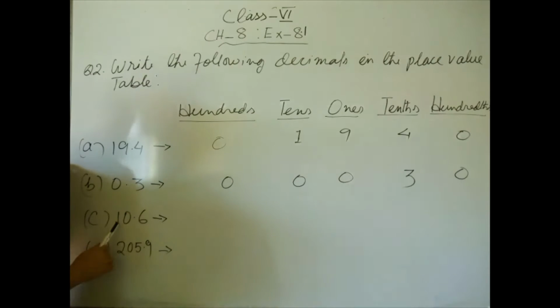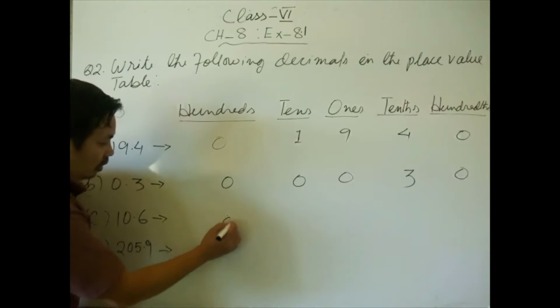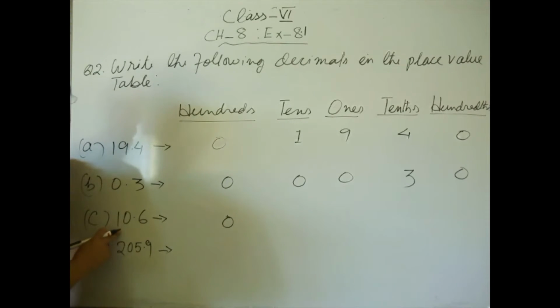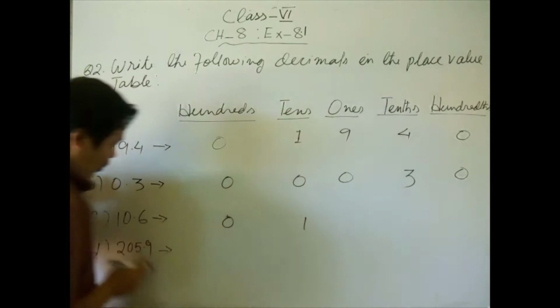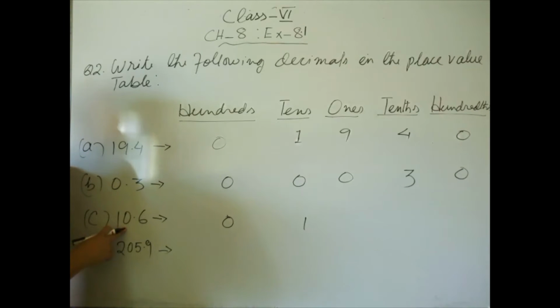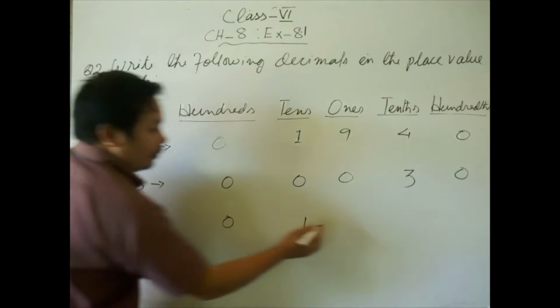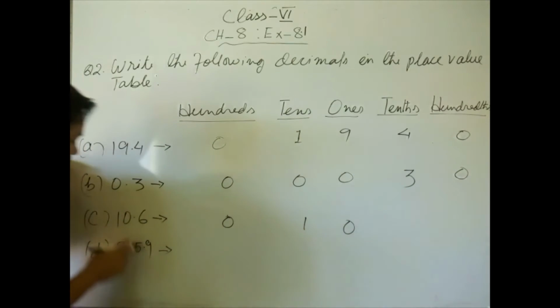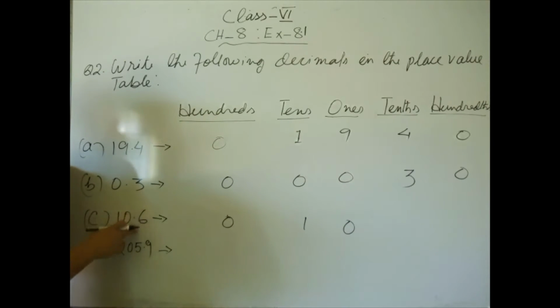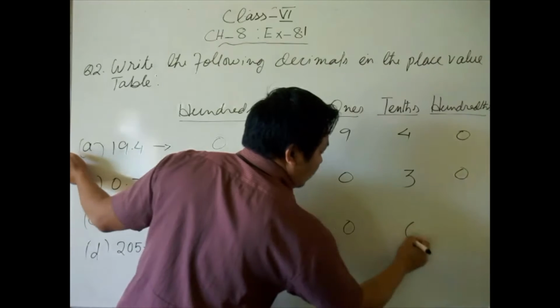Okay. Then next, any hundreds here? No, 0. Tens? Yes, 1. And again, what is the value of the ones? 0. And regarding the tenths, yes, 6 tenths. And hundredths? No hundredths.